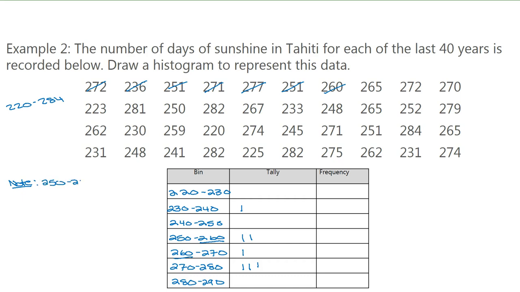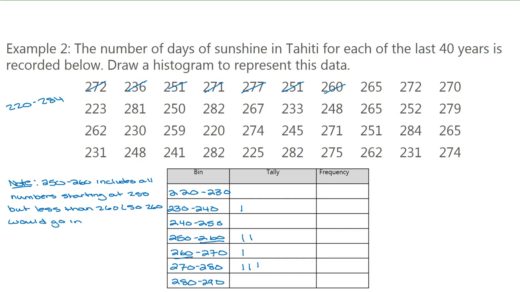250 to 260 includes all numbers starting at 250, but less than 260. So that means 260 would go in the 260 to 270 bin.